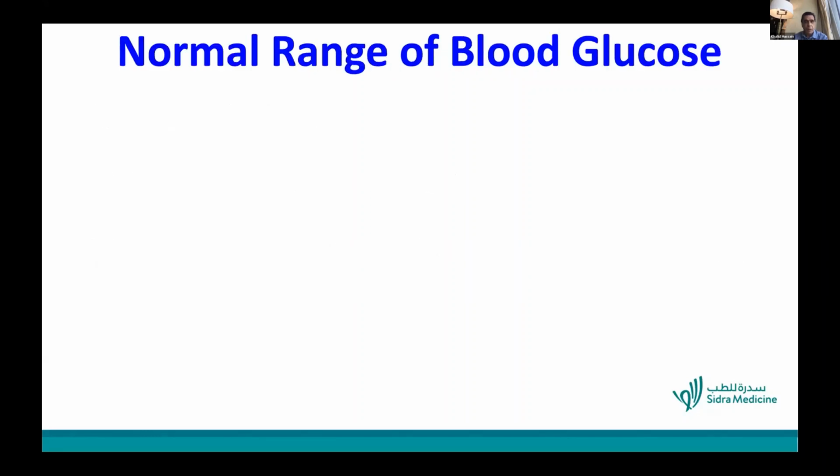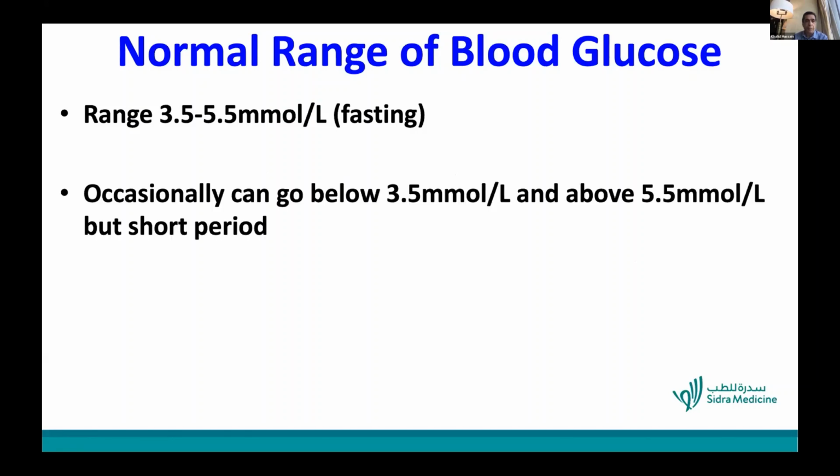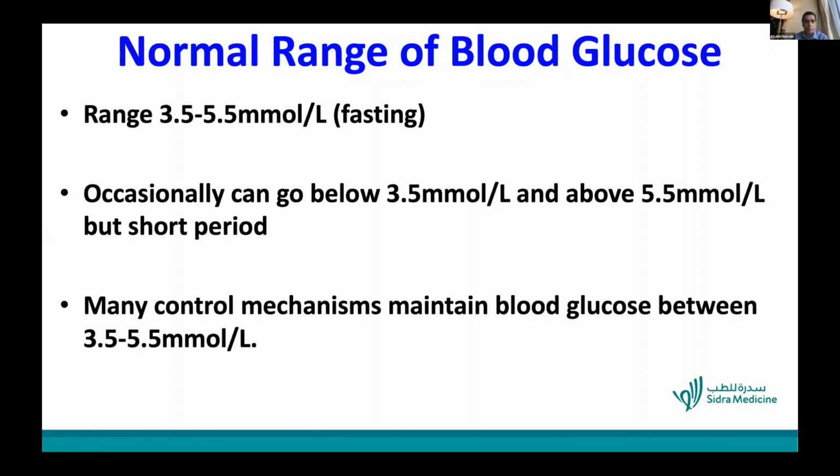So let's firstly look at what is a normal blood glucose concentration. Apart from the first few days of life, your normal fasting blood glucose concentration is kept within a narrow range, around 3.5 to 5 millimoles per liter. Now, if you do continuous glucose monitoring, you'll see that blood glucose levels occasionally may flicker below 3.5 or above 5.5, but for 95% or 98% of the time, your blood glucose levels will be maintained within the above range. I'm going to show you there are some intricate control mechanisms in place which maintain the blood glucose concentration within this narrow range.